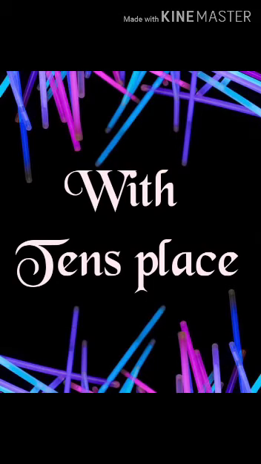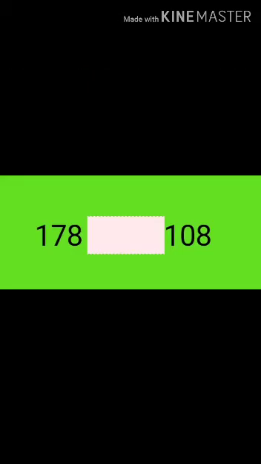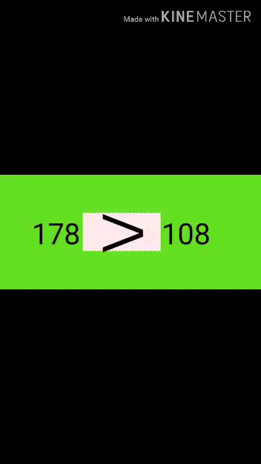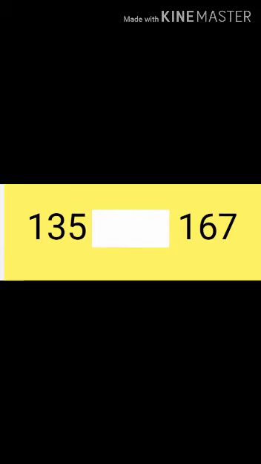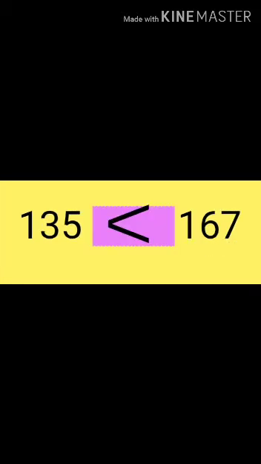With the tens place, we are going to compare the numbers 178 and 108. Here we can see the tens place, because we got the hundreds place the same number. So we are going to the tens place, 7 and 0. Which is the bigger will get the symbol. Yes, 178 gets the crocodile mouth open. Next, 135 and 167. Compare the tens place, 3 and 6. Which is the bigger number? Yes, 167 will get the crocodile mouth open.